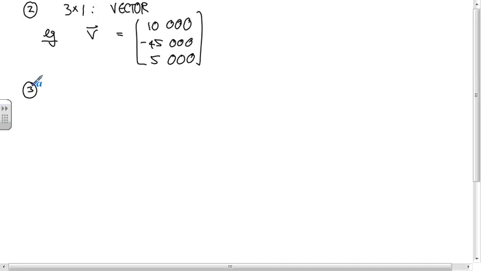The third type is 6 by 1. And this is how we'll represent the strain at a point. And it's also how we'll represent what's called the Voigt form of the stress. Like Voigt. I think that's who it's named after, but I'm not sure.